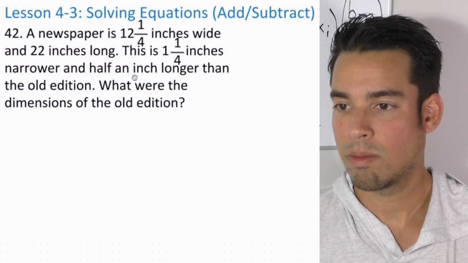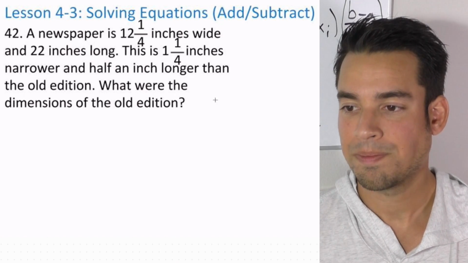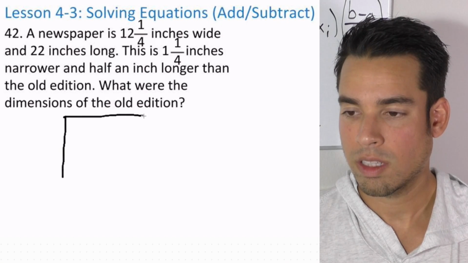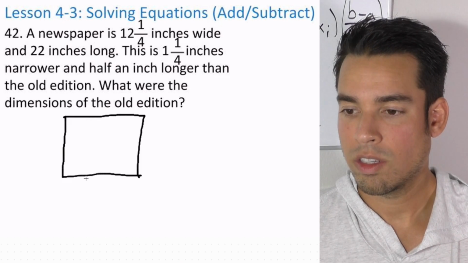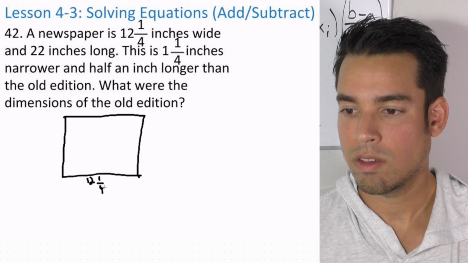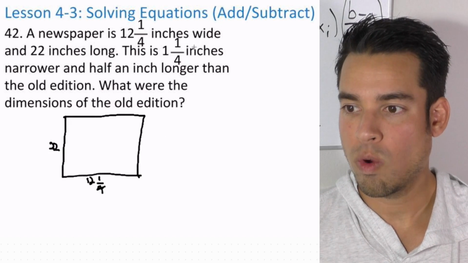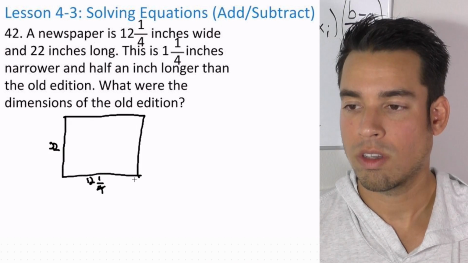Now let's go on to number 42, the final question. So here it says a newspaper is 12 1/4 inches wide and 22 inches long. So let's do it like this. Let's say this length going across is 12 1/4, right? And going up and down, we'll just call this 22 inches. Now, it says this is 1 1/4 inches narrower and 1/2 inch longer than the old edition. What were the dimensions of the old edition?